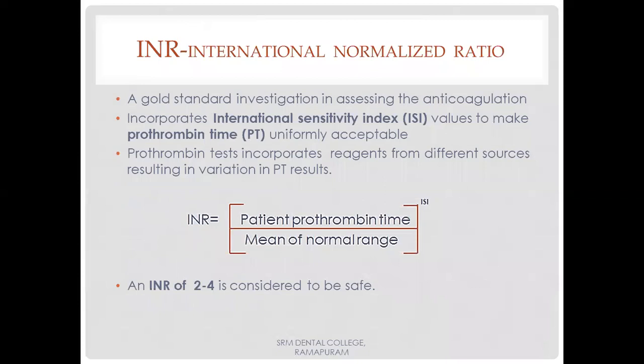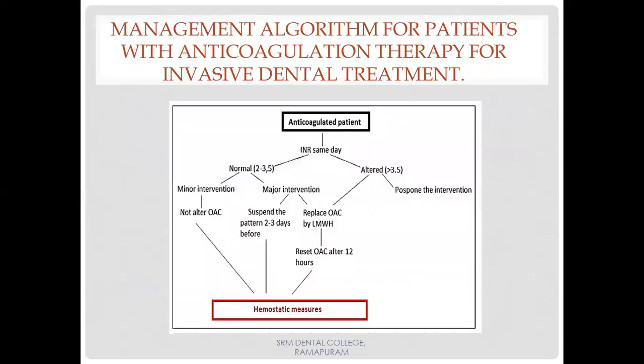International normalized ratio is the gold standard of investigation. So this is considered to be the best for patients on anticoagulation therapy. Okay. So what is INR? It is the patient's prothrombin time divided by the mean normal value. So an INR of 2 to 4 is considered to be safe. So what is the management algorithm for patients on anticoagulation therapy?